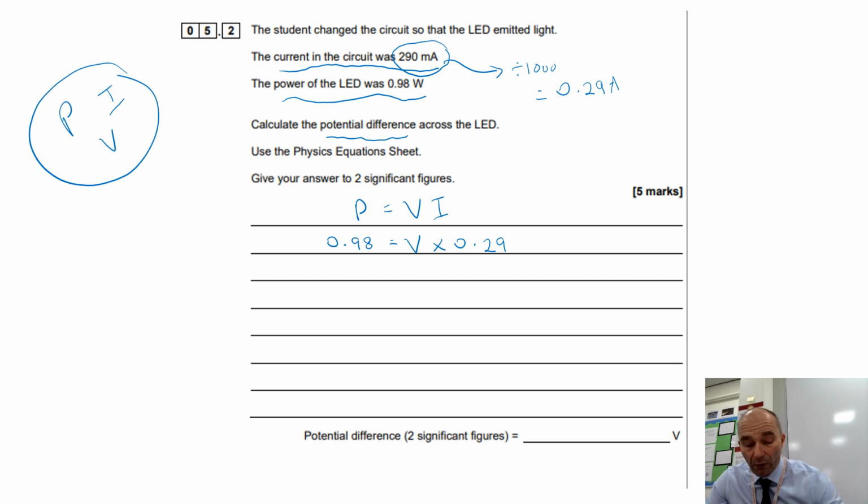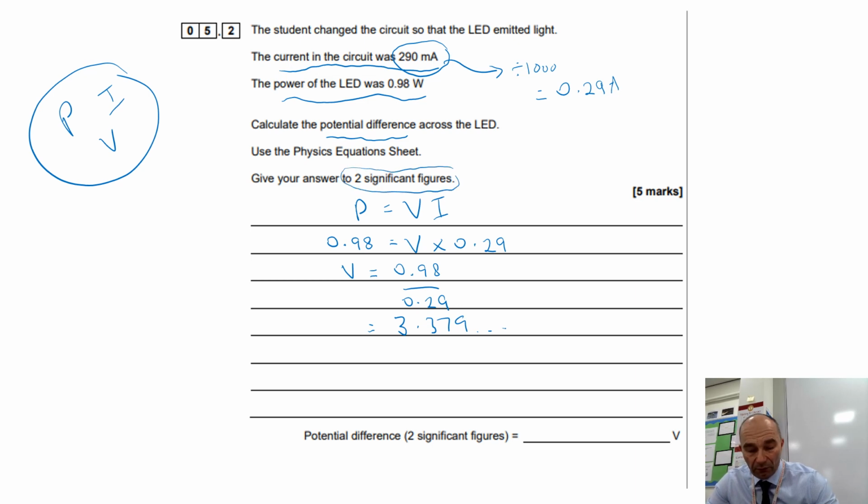So we need to divide both sides by 0.29. So it gives us V equals 0.98 divided by 0.29. Put those numbers carefully into your calculator and you end up with an answer of 3.79, and I think it goes on for a while. We need to go back and look at the question. Give your answer to 2 significant figures.